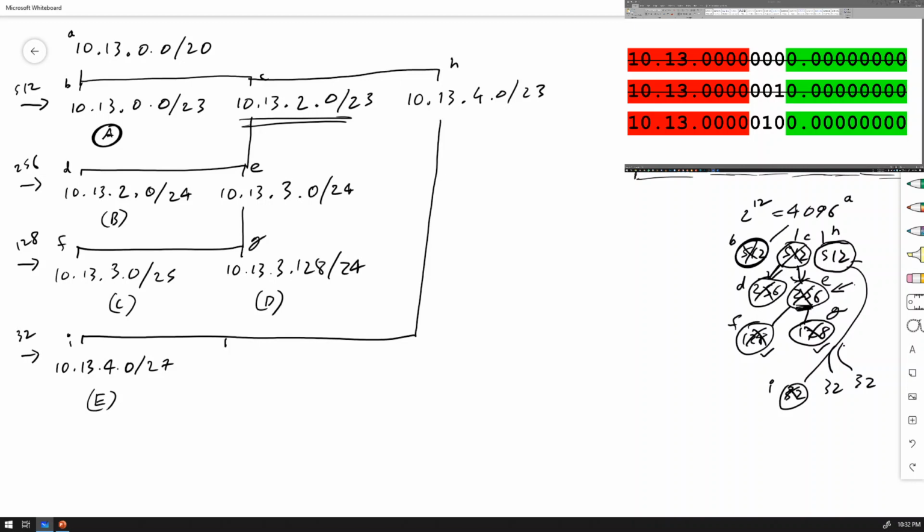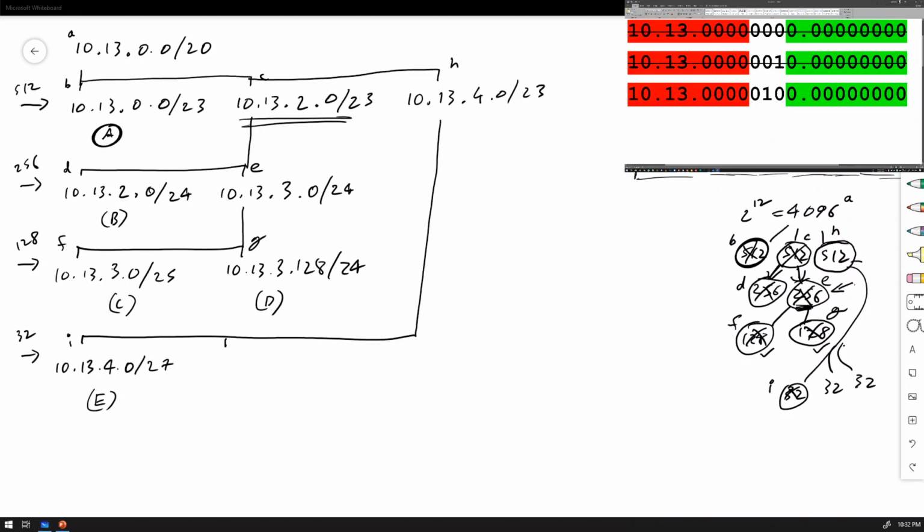Now going to the next one. Because we're dividing these, now what will happen is this is basically all red, because these are all of the same subnet of 10.13.4.0. We are under 10.13.4.0, so we cannot change the subnet mask of that block, right? And for our new subnet, this is it.